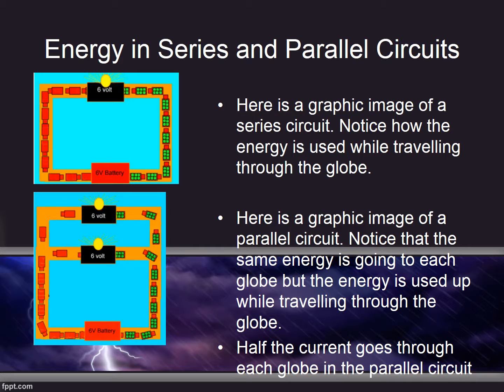So here's our energy being supplied to both bulbs in the parallel circuit, and because they're both getting 6 volts, it means they both glow brightly. And just remember that in the parallel circuit, if there's 2 loops, then half the current goes into each loop. If there's 3 loops and the components are the same, then a third of the current will go into each loop.